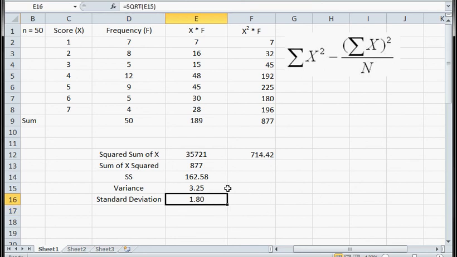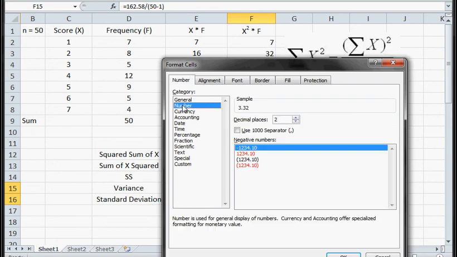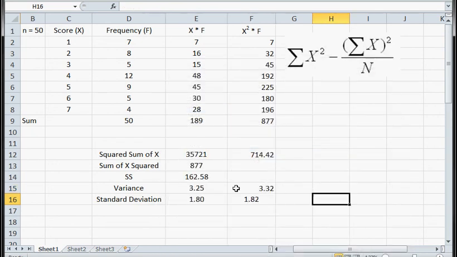Now, if we were dealing with the sample and not the population, we would actually use a very similar formula. We would still take the SS, which is 162.58, but now, instead of dividing it by 50, we would divide it by 50 minus 1. We would do the same thing to our standard deviation, which is the square root of variance, but for the sample, and we would get these two values here. Now I'm going to set this up so we remove the extraneous decimal values we have, and it's simply 2 points past the decimal, giving us 3.32 for variance and 1.82 for standard deviation.